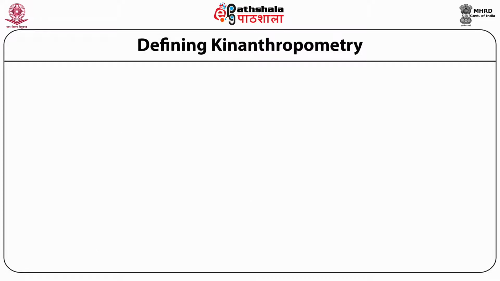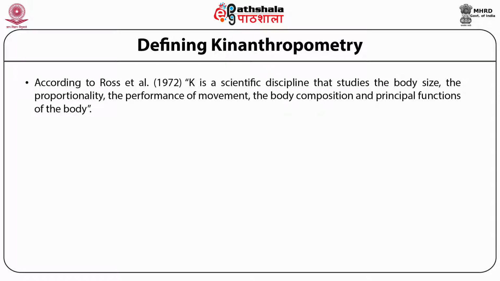Let's define kinanthropometry. There is not a single definition of kinanthropometry, but as it stands, defining a particular aim is the basis for its complete understanding. According to Ross et al. in 1972, kinanthropometry is a scientific discipline that studies body size, proportionality, the performance of movement, body composition, and principal functions of the body.